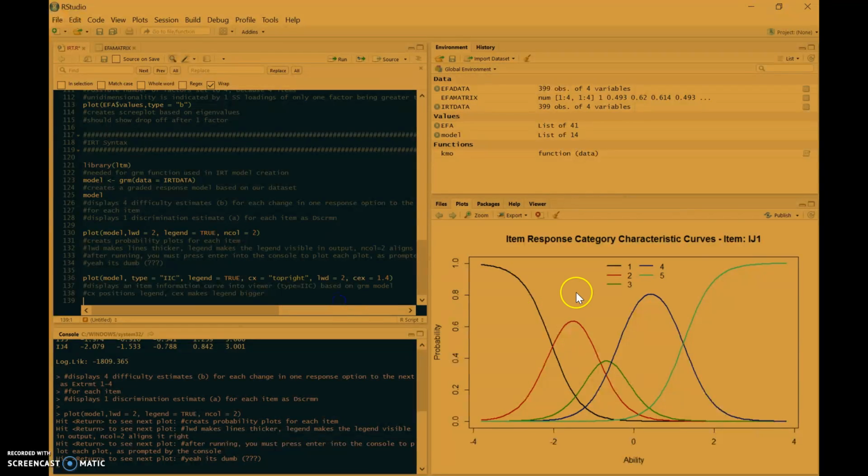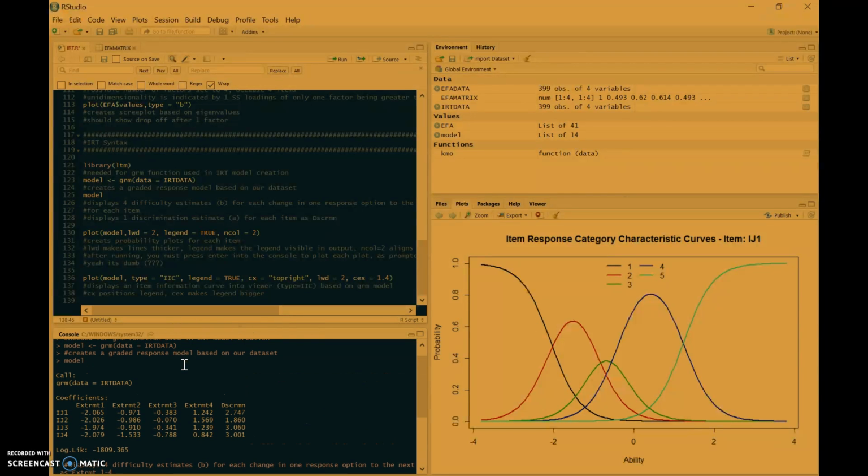Cool. So I want to get into these plots in a second. I guess I'll do it now. We've got one more line left to do, and that's our item information curve to look at. But we can look at that after we're done looking at these probability curves. And let's scroll back up to our initial output.